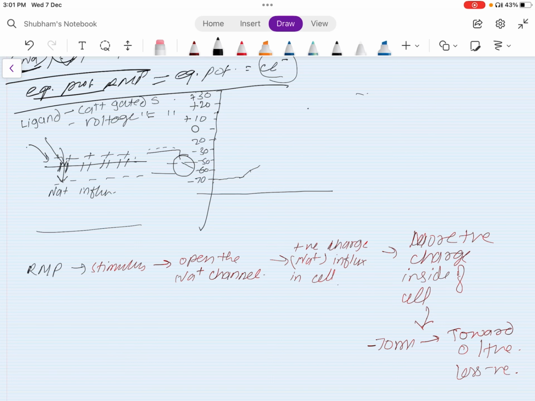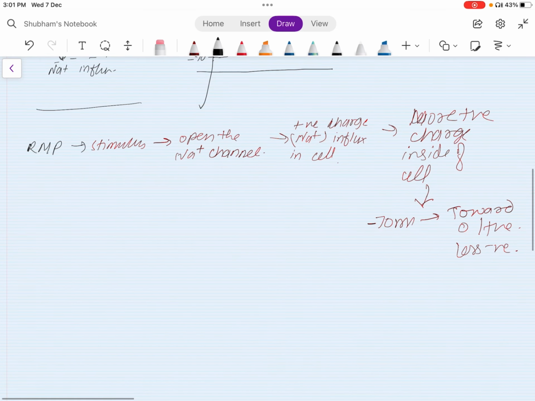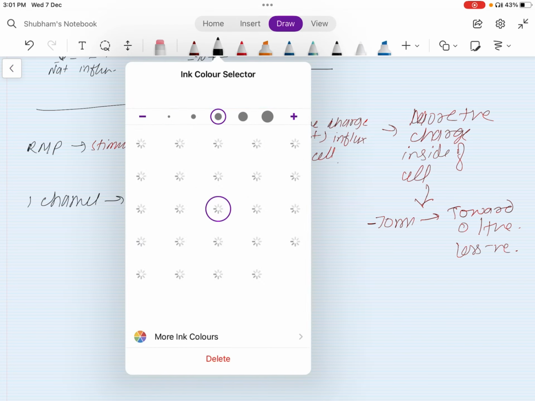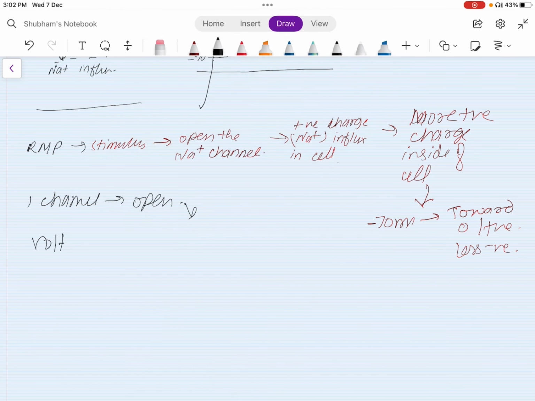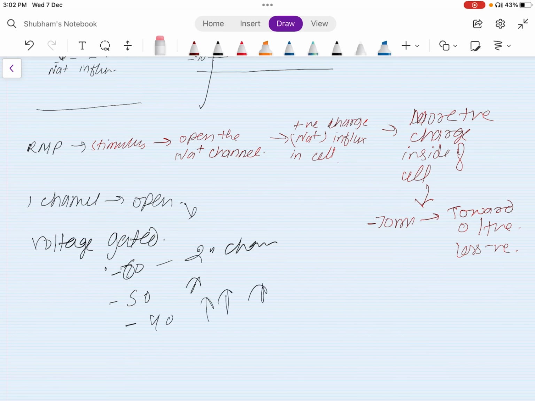So when we start up, say, one channel is open, it will stimulate others. These channels are voltage gated. So the lower the voltage, the more of them will open. For example, at minus 60, two channels will open. But at minus 50, more will open, at minus 40, more will open. So in this way, it is a chain reaction.